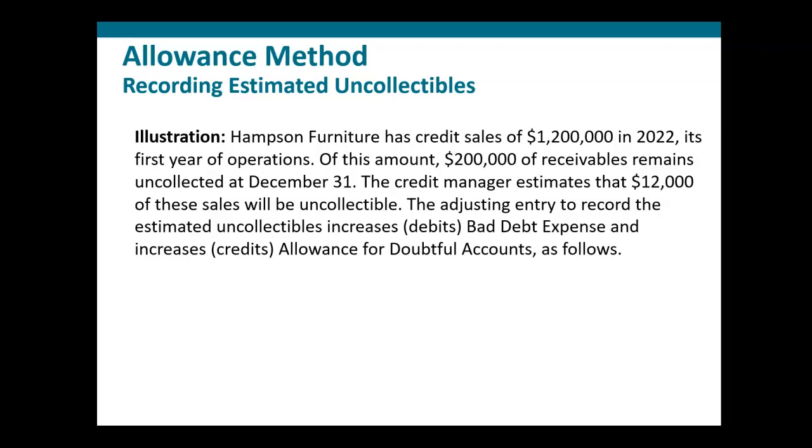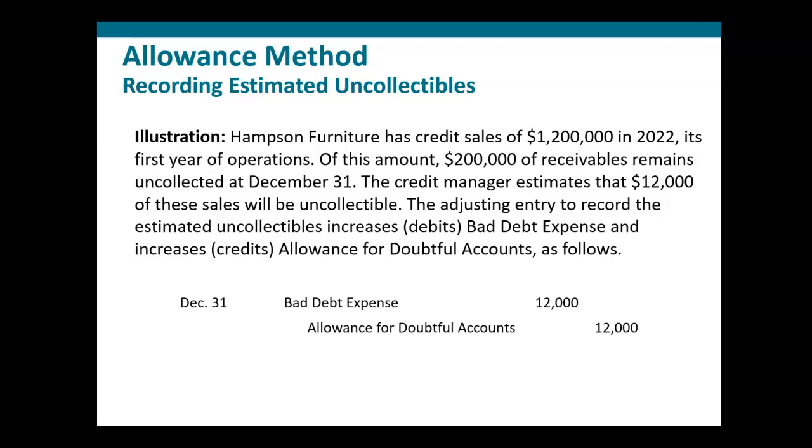Let's say that this company has $1,200,000 in sales. Of this amount, $200,000 is uncollected at the end of the year, so their accounts receivable balance is a debit of $200,000. The manager estimates that $12,000 will be uncollectible. The adjusting entry, by the way, this is the first year of operation, so we know there's no balance in the allowance for doubtful accounts account. So we're going to debit bad debt expense and credit allowance for doubtful accounts for $12,000.